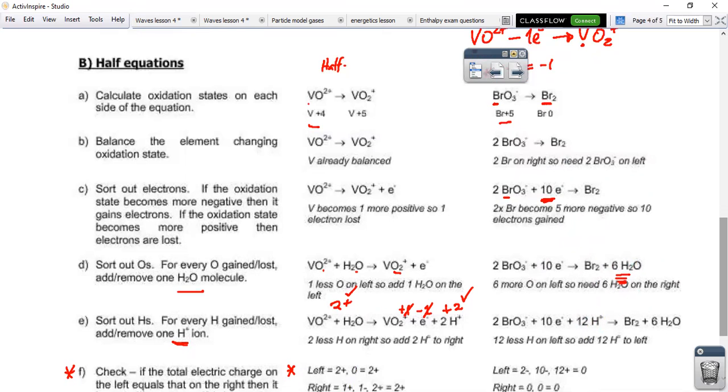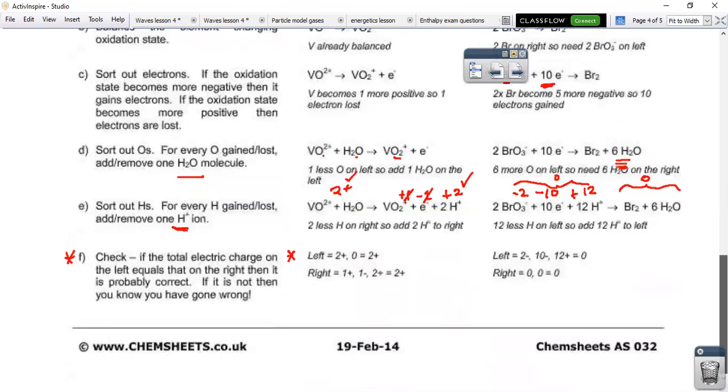Now that I've done that, I need to check that my charges balance. So I've got -2, and this is 10 electrons, so -10, and this is 12 positives, plus 12. I see that I get 0 overall. And if I look at the charge overall this side, it's also 0. And that is all there is to it.